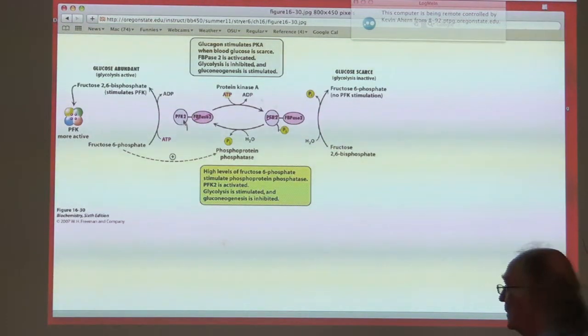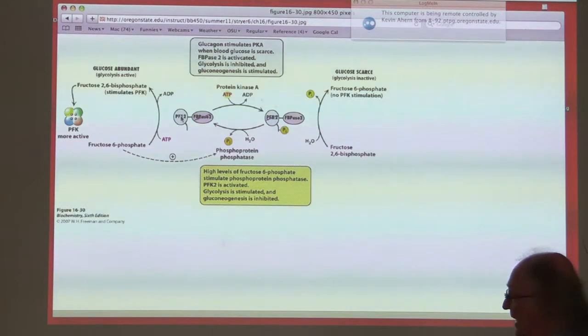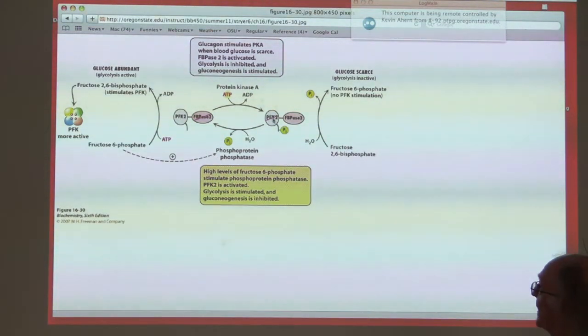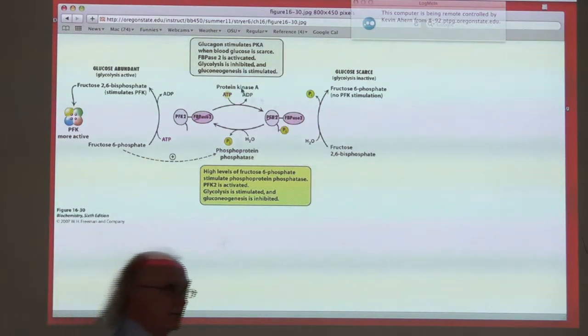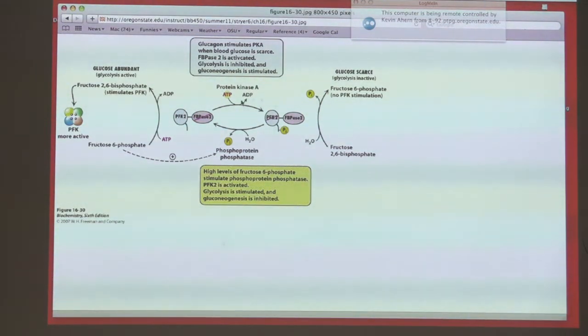How do I make the PFK2 inactive? We'll start with that. Well, we can see that what happens is we put a phosphate onto it, and that knocks the PFK2 out and stimulates FBPase2 to be active. Where does that phosphate come from? Our friend protein kinase A. Protein kinase A attaches a phosphate to PFK2, inactivating it, and thus activating FBPase2. This guy, protein kinase A, you remember, was stimulated by epinephrine. It's also stimulated by another hormone that I've briefly mentioned called glucagon. I'll talk more about glucagon in just a bit.